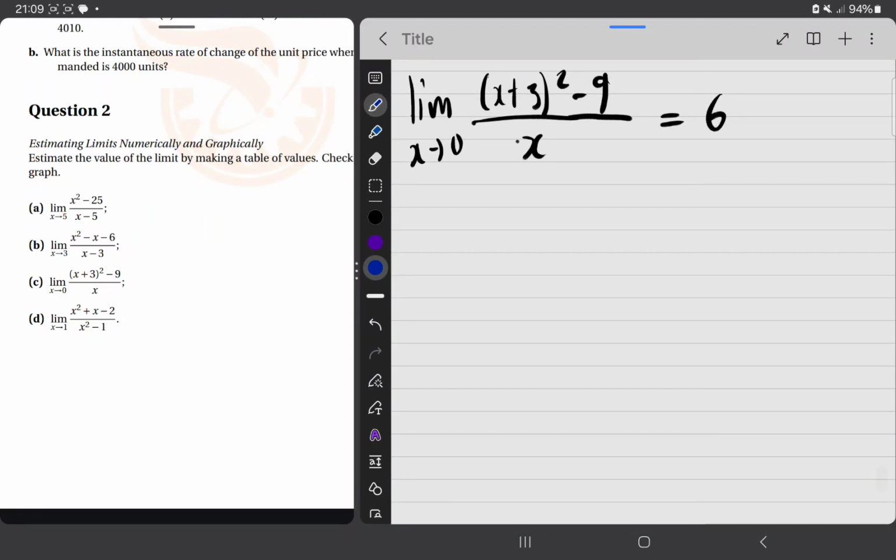Now we can go ahead and sketch this graph and then try to see what is at this y value of 6. There has to be something, and we can use it to prove our limit.